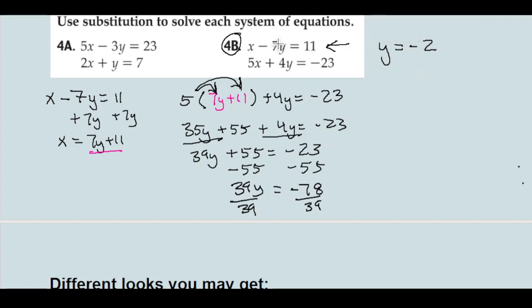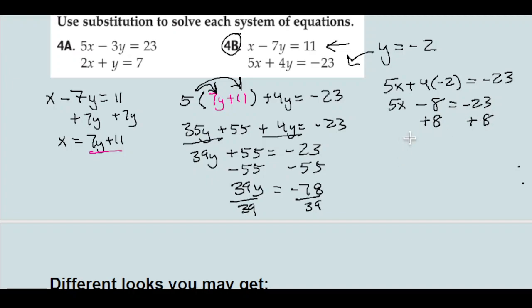Now that I know that y is equal to negative 2, I can substitute it into one of these other equations. It doesn't matter. Let's do kind of the uglier looking one. Let's put it in this one. So let's go 5x plus 4 times, now instead of writing y, I'm going to write negative 2, because we are substituting that in to try and solve for x. So equals negative 23. So we're going to have 5x minus 8 equals negative 23. Now let's move this negative 8 over to the other side, so we're going to go plus 8. And then we get 5x is equal to negative 15.